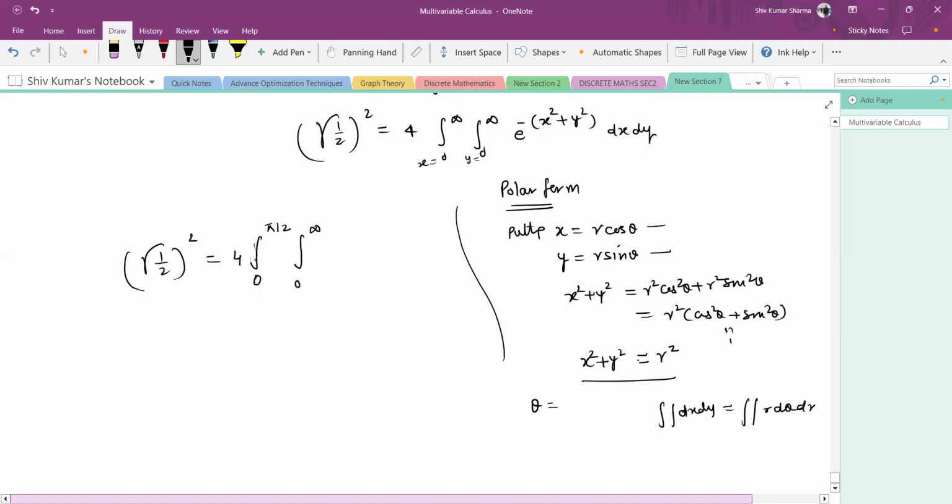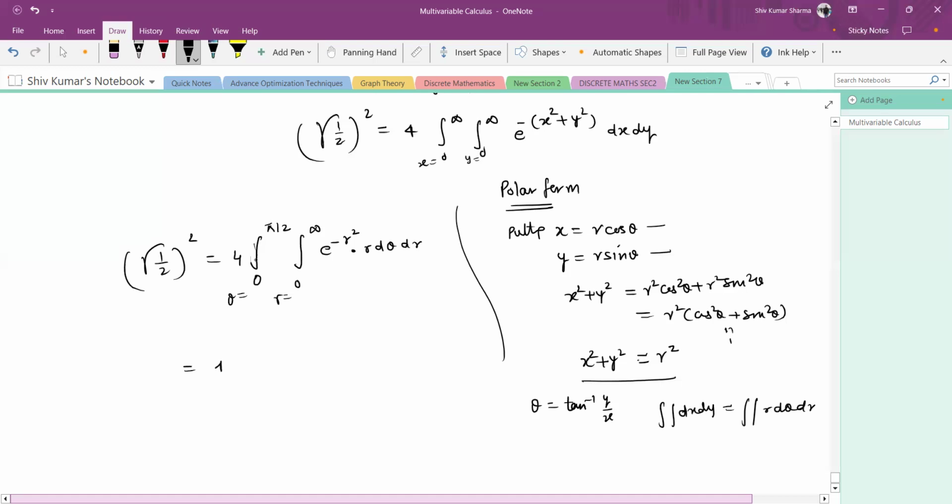Because we have the relation theta equal to tan inverse y upon x, and r from x square plus y square. The limits are theta equal to 0 to pi by 2 and r equal to 0 to infinity. We put the value of x square plus y square, which gives e raised to the power minus r square, and dx dy gives r d theta dr.